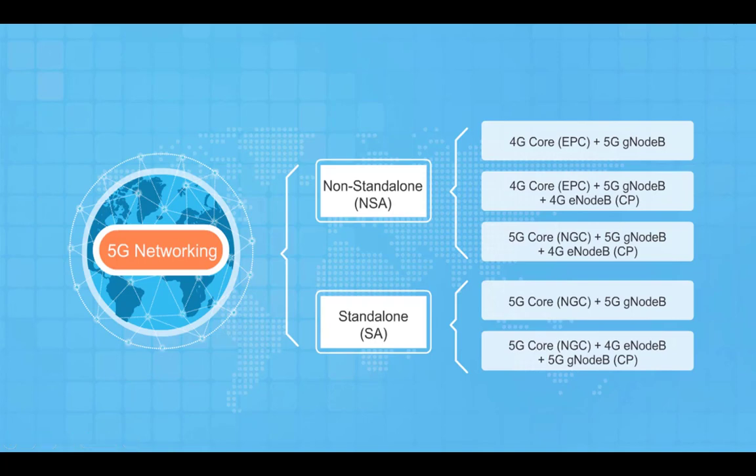Similarly, it can be 5G core and 5G Node B, but in standalone system we cannot use 4G core, we have to use the 5G core, next generation core, plus gNode B, or we can use 5G core next generation core plus 4G eNode B. Means in non-standalone system we can use 4G core, but in standalone system we cannot use 4G core, we have to use 5G core.